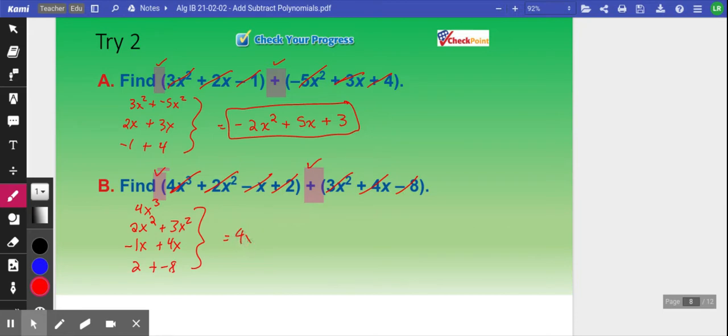So I have 4x to the third plus 5x squared plus 3x minus 6. And that would be a polynomial with 4 terms. That is degree 3, because it's x to the third. If we're going to talk about degree, it's degree 3. When they talk about the leading coefficient, that's basically the front number in standard form. So the leading coefficient is 4. All right, that's addition. Now let's go ahead and look at subtraction.